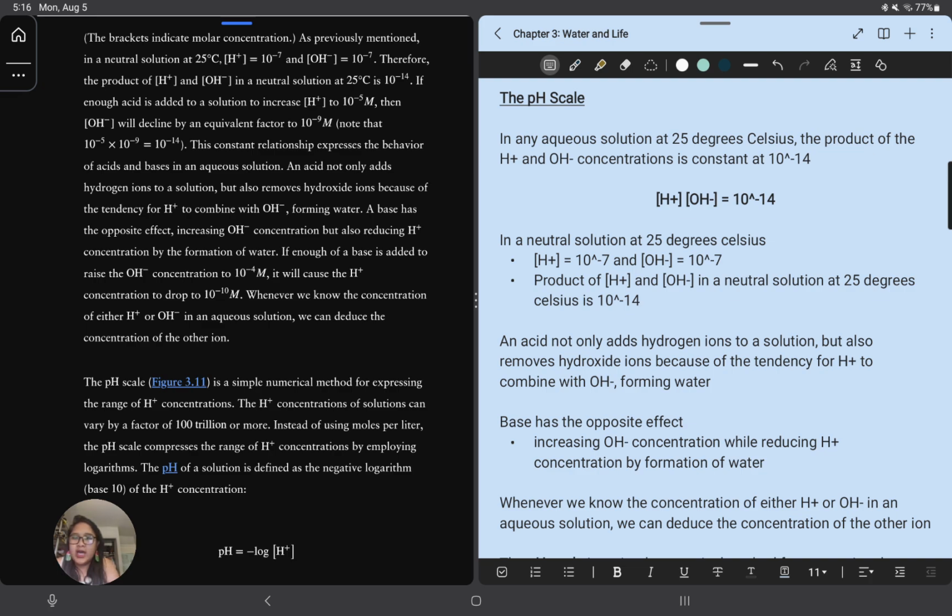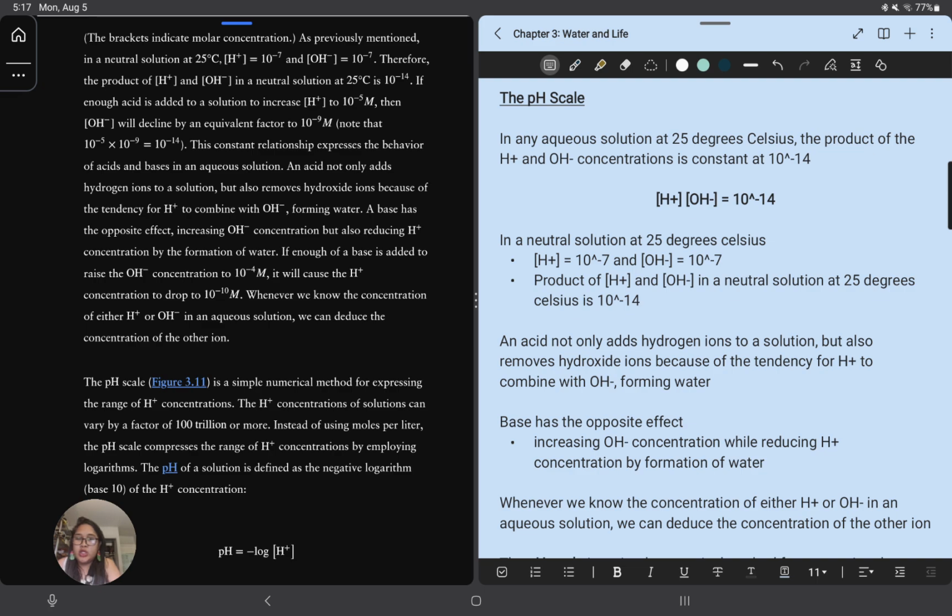Therefore, the product of hydrogen ions and hydroxide ions in a neutral solution at 25 degrees Celsius is 10 to the negative 14th. If enough acid is added to a solution to increase hydrogen ions to 10 to the negative 5 molarity, then hydroxide will decline by an equivalent factor to 10 to the negative 9th molarity.